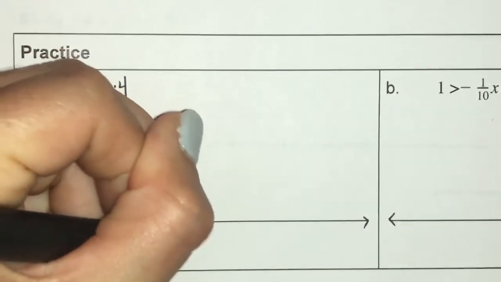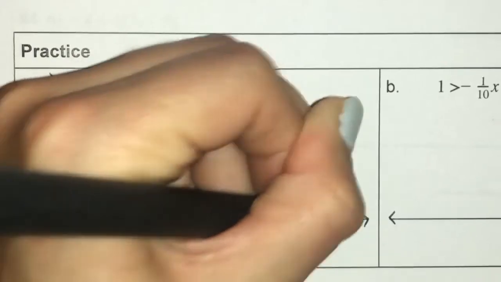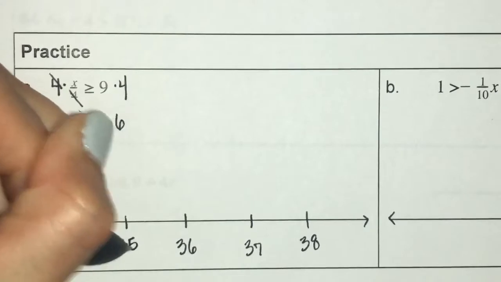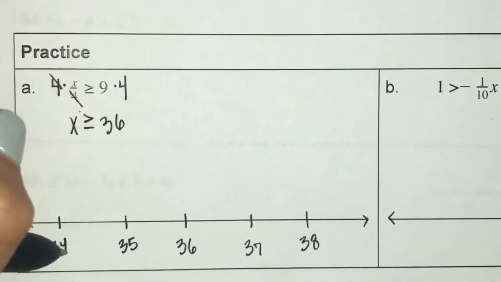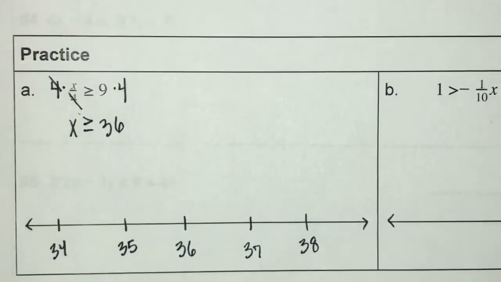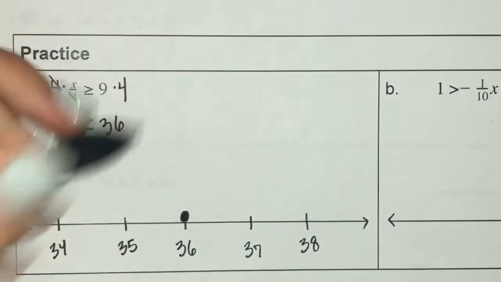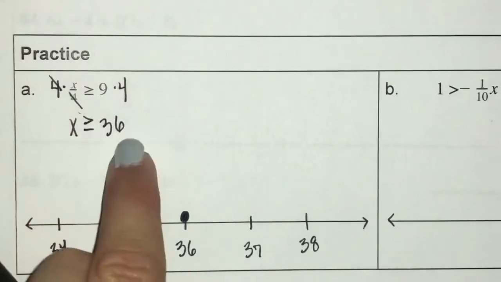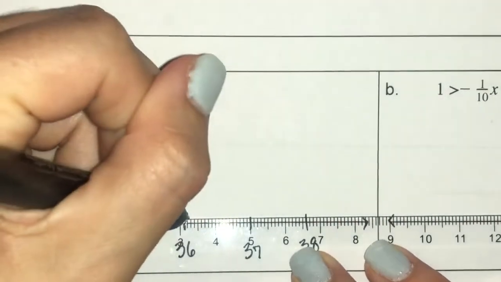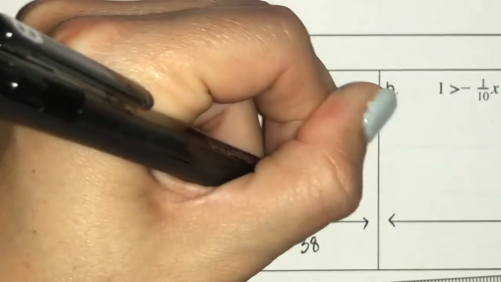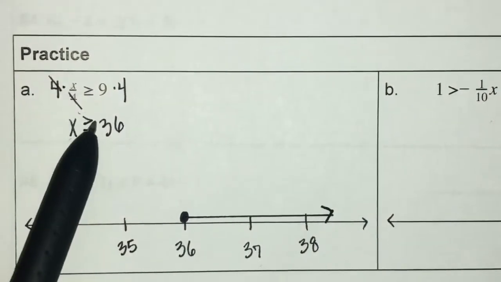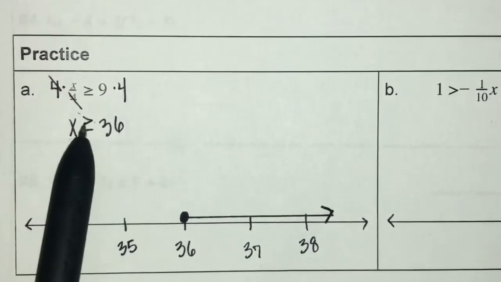36 goes in the middle of the number line, and then you can go up to 37, up to 38, down to 35, down to 34. X is greater than or equal to, so since it can be equal to, it needs to be a closed dot, and x can be greater than 36, so I have to go to the right because that's all the numbers that are greater than 36. And same thing, as long as my variable is on the left side of my inequality, this point matches this point. So this is pointing to the right, and so is this.